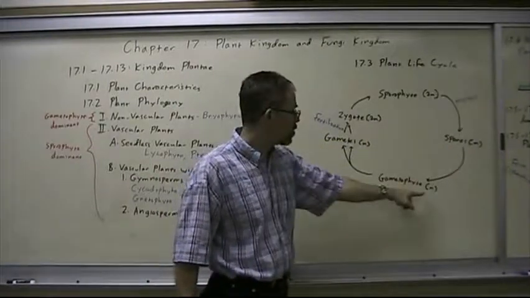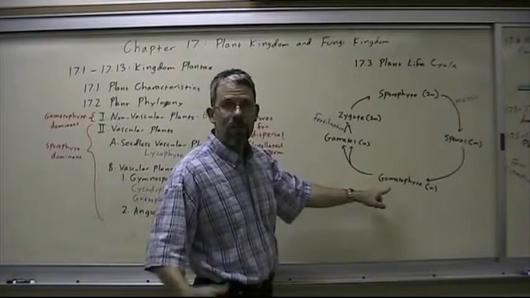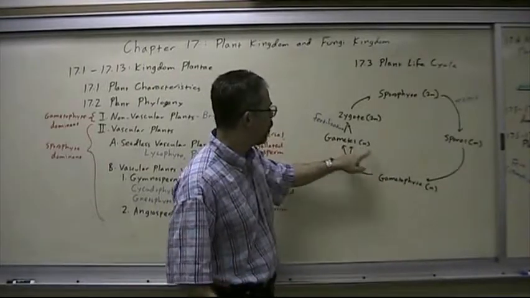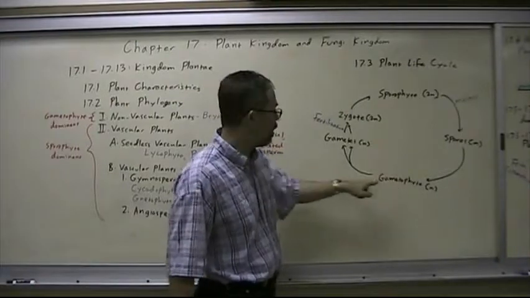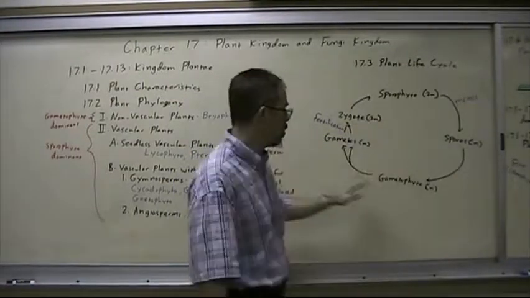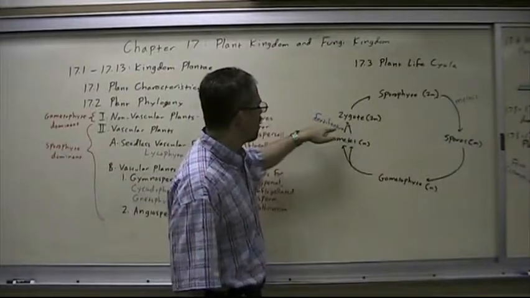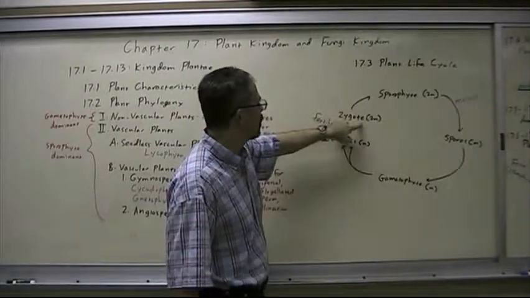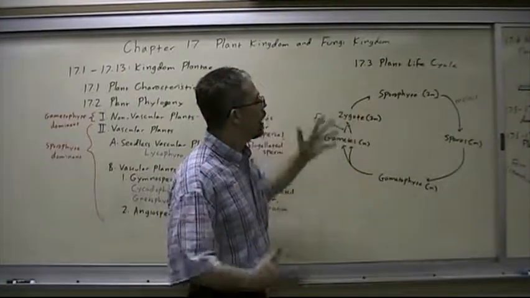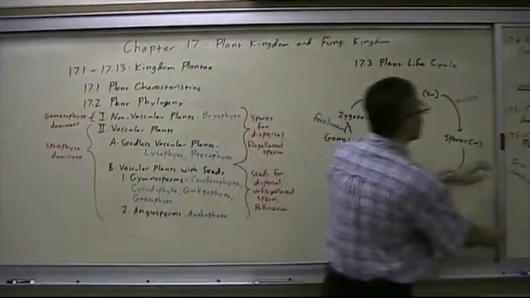The gametophyte is also haploid. Gametophytes make gametes, eggs and sperm. Now, because gametes are haploid and the gametophyte is also haploid, meiosis is not needed here. That was taken care of back there. Mitosis occurs here. Fertilization, the union of gametes, gives us a diploid zygote or fertilized egg, which becomes the sporophyte stage.